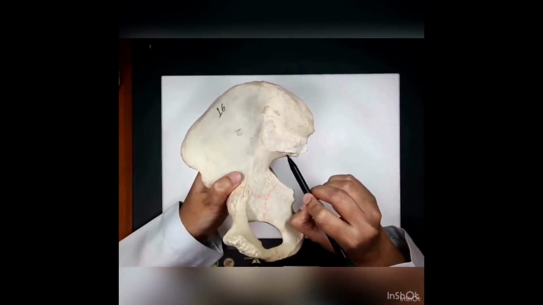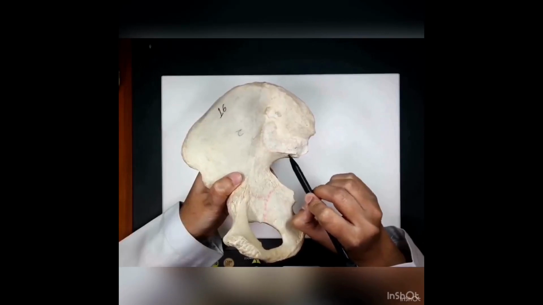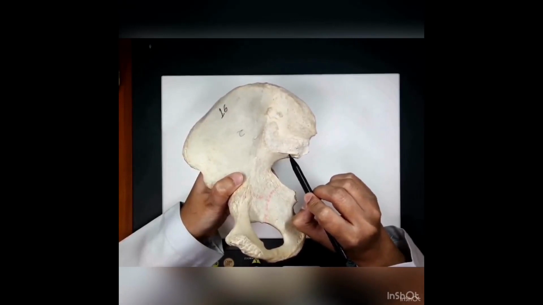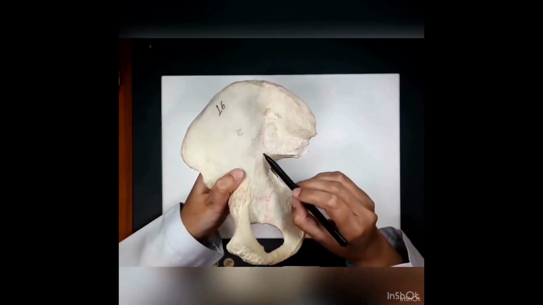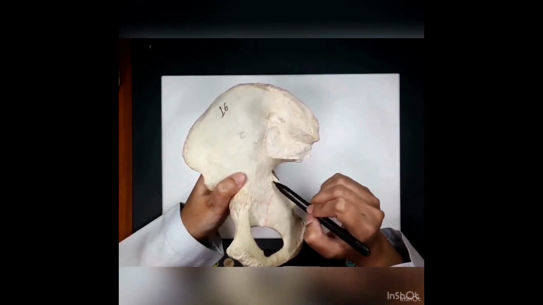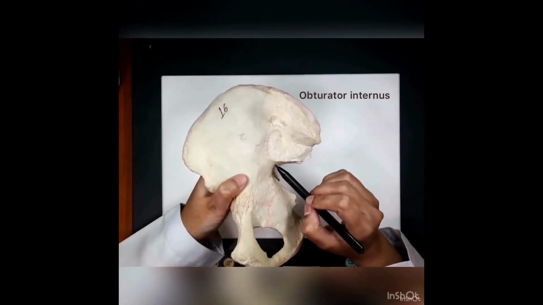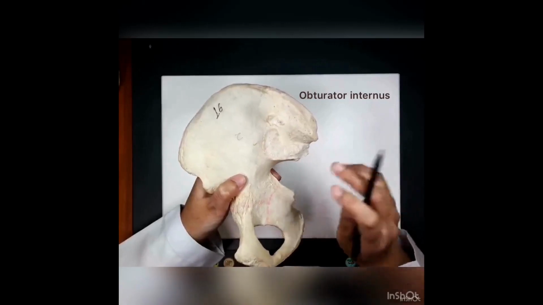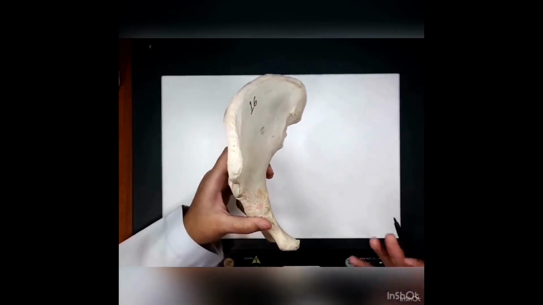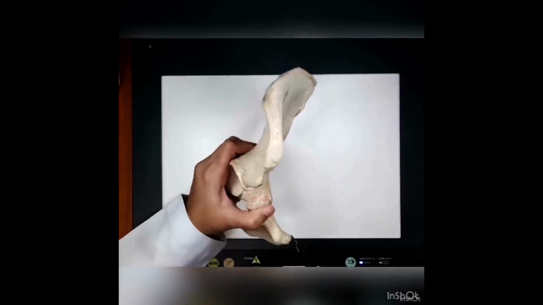Below here, in the preauricular sulcus, there is attachment of ventral sacroiliac ligament, and lateral to it there is attachment of piriformis muscle. On this pelvic surface, there is attachment of which muscle? Obturator internus muscle. We have done with the muscle attachment. I'll just repeat it fast and then we'll see few pictures.